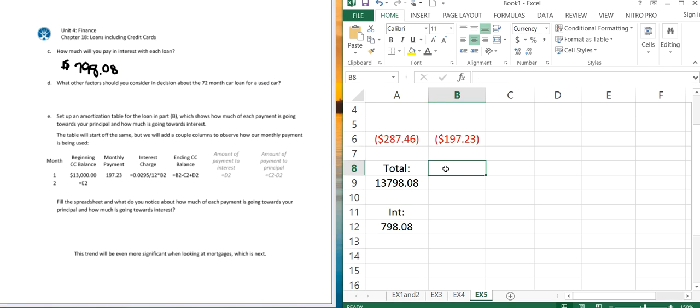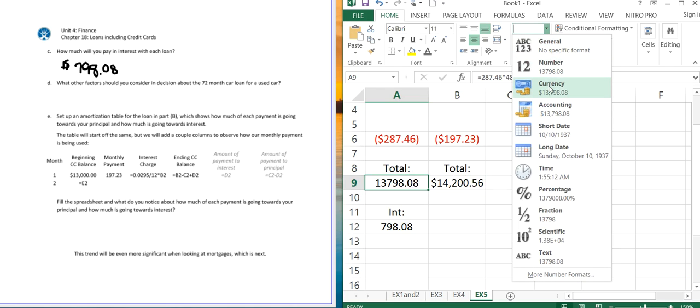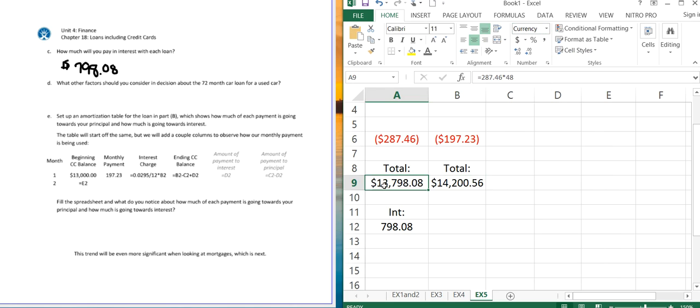Now, in the second loan, the total that I spend is going to equal my 197.23. That's what I'm sending in every month, but this time I'm doing it for 72 months. And so I end up spending $14,200 instead of roughly $13,800.